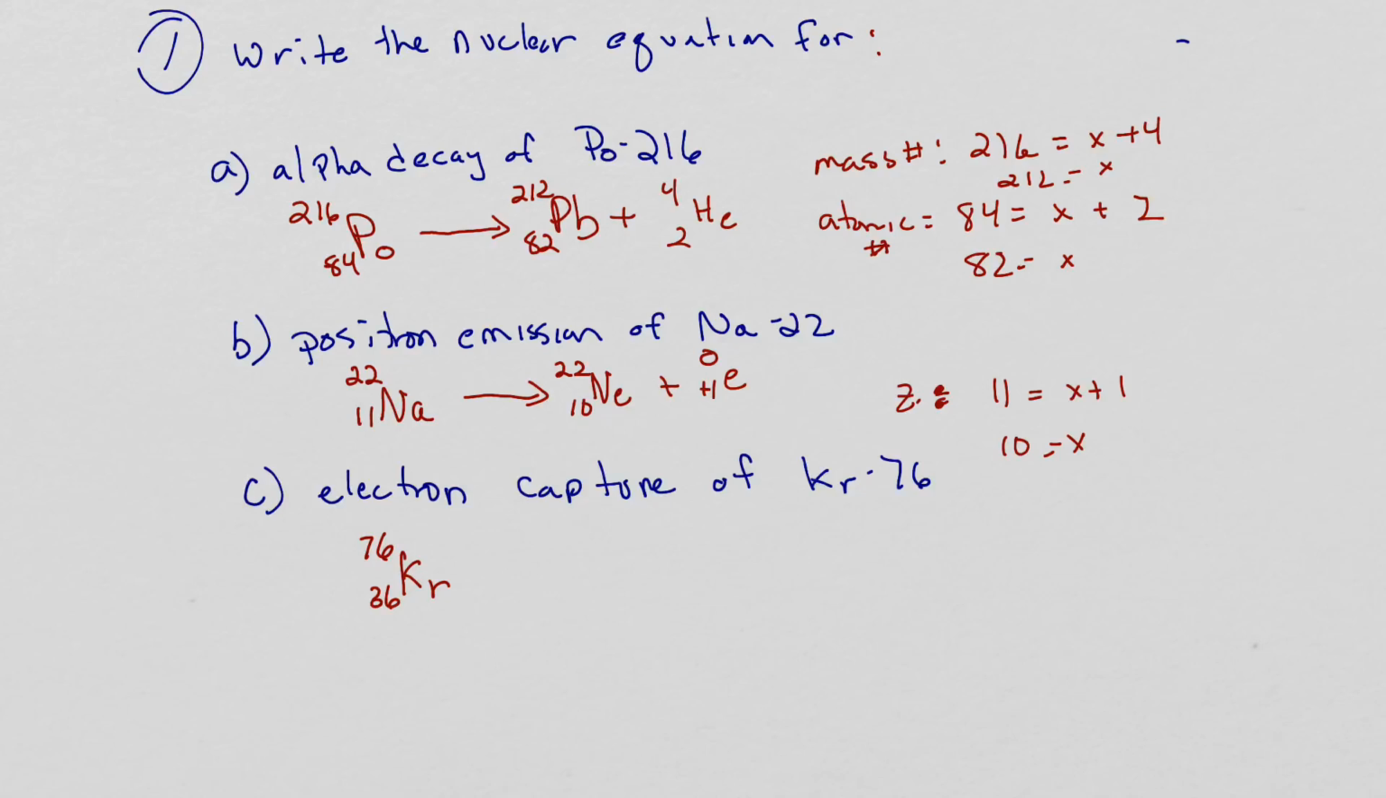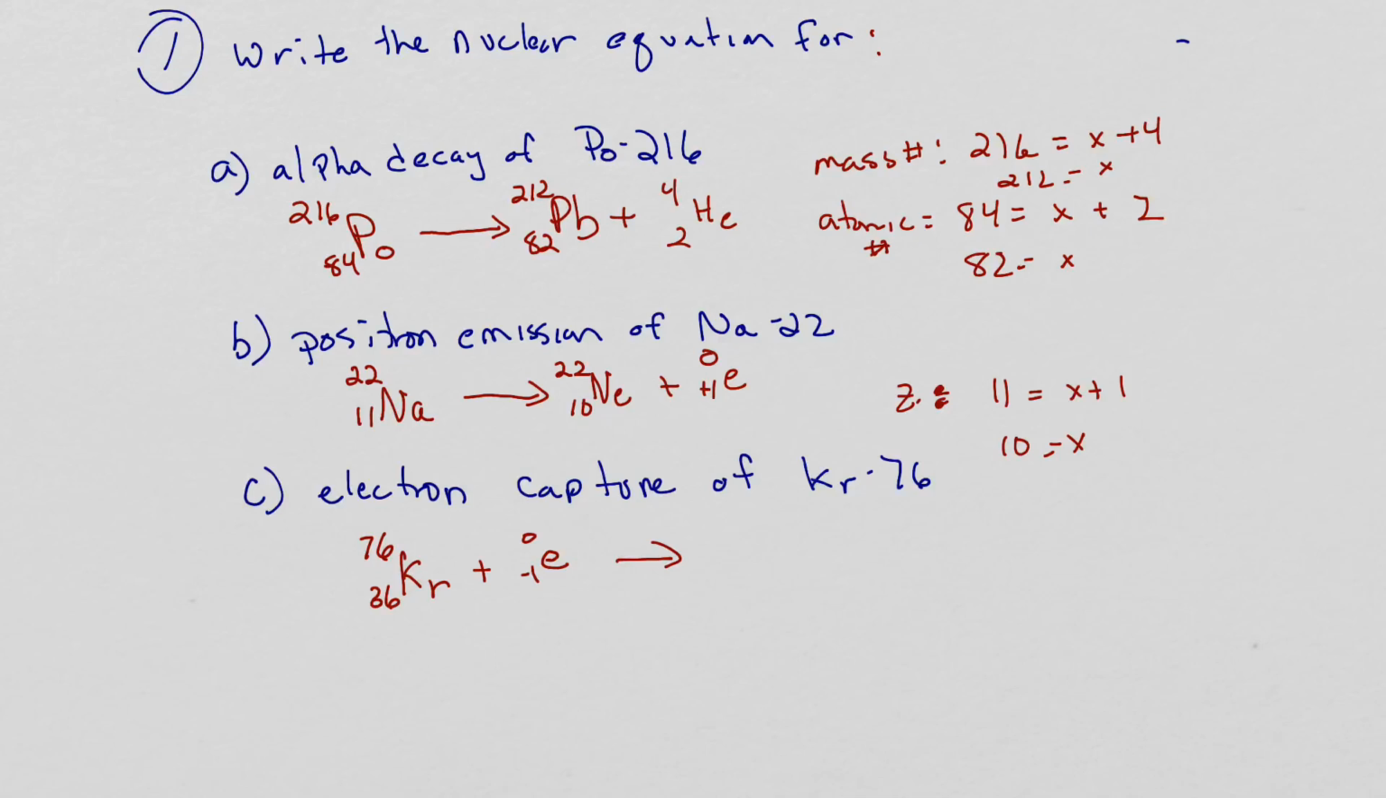Now, electron capture of krypton-76. The key here is the electron capture. Remember, the difference here is that the particle I'm going to be looking at is going to be a reactant, because I'm capturing it. And again, I'm capturing an electron, which will look like that, and then I can figure out what my daughter nuclide is.